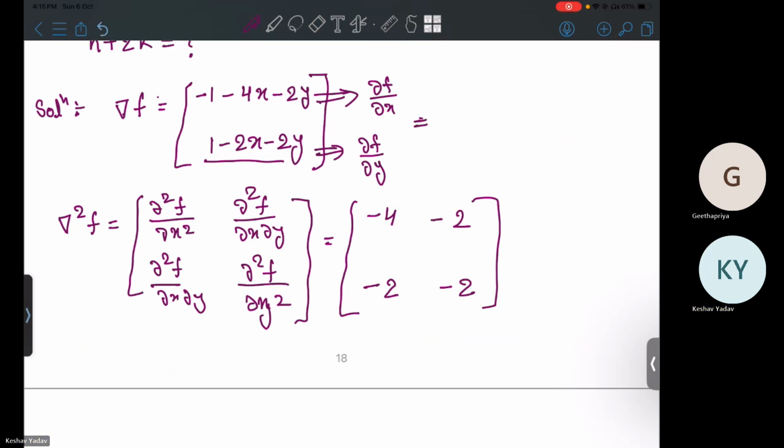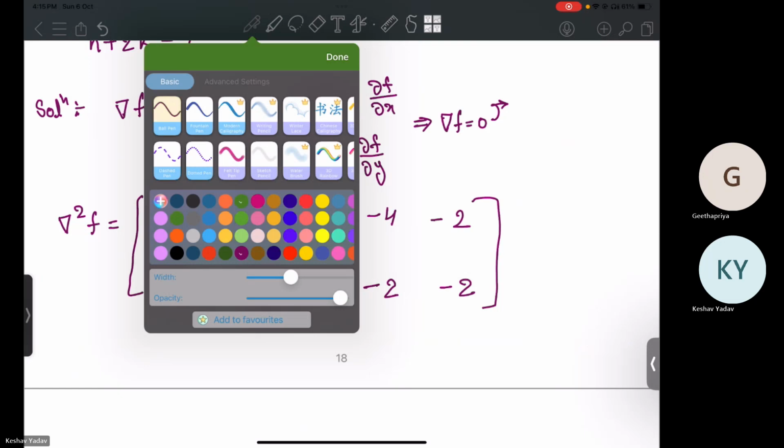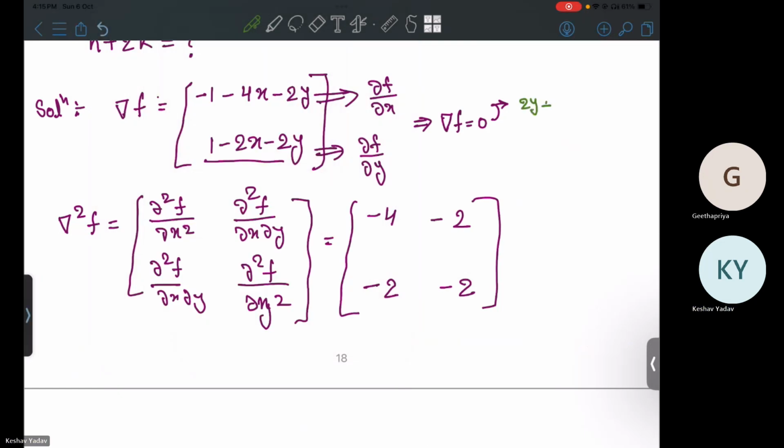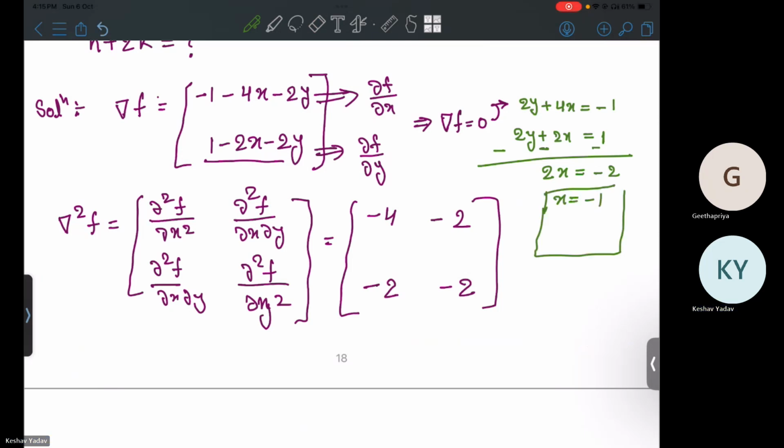Now I need to put the gradient equal to 0. From here, what I will get? I will get 2y + 4x equal to -1, and 2y + 2x equal to 1. If I subtract these two, I will get 2x equal to -2. So x will be equal to -1. And if you put x equal to -1, y will be equal to 1.5. Correct? x and y I have found out.